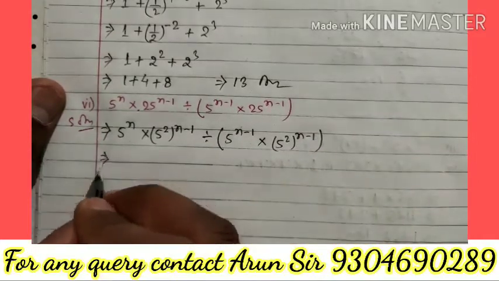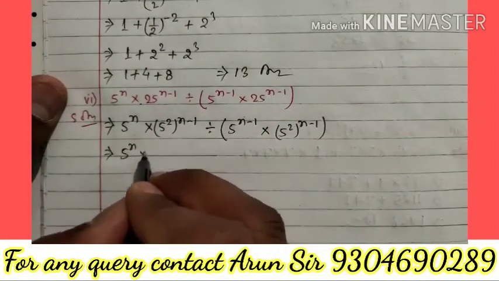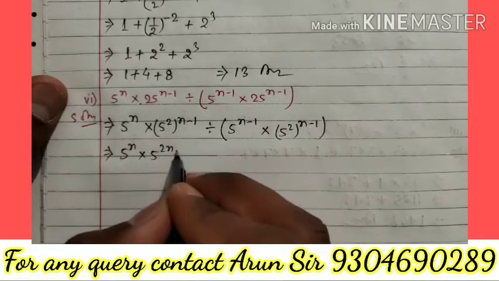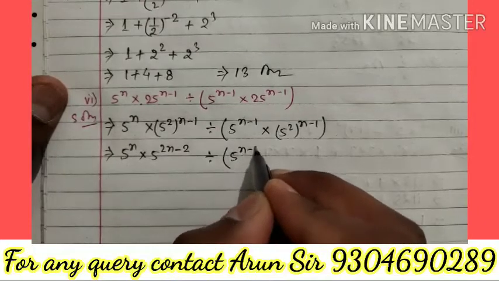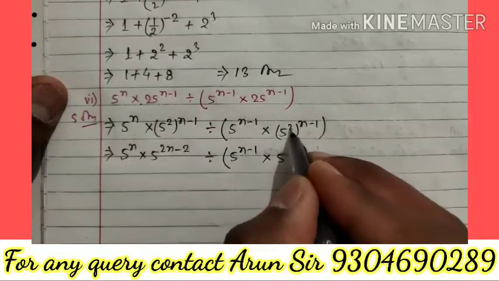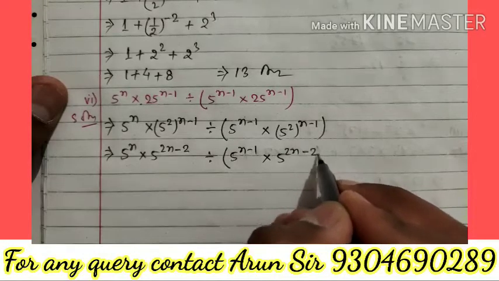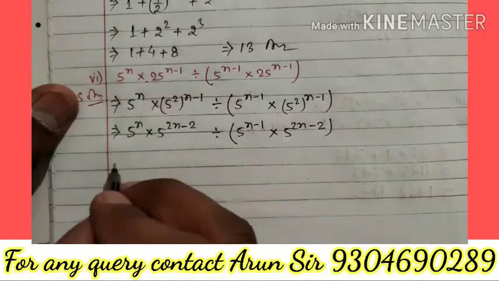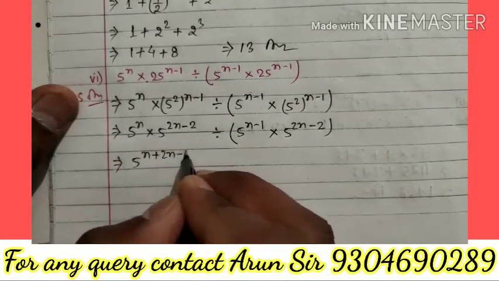Now what we will do, we will multiply the double power. This is 5 to the power n into 5 to the power 2 into n, 2n, 2 into minus 1, minus 2, divided by 5 to the power n minus 1 into 5 to the power 2 into n, 2n, 5 to the power 2 into minus 1, minus 2. Here we can see bases are same, powers will be added. 5 to the power n plus 2n minus 2.